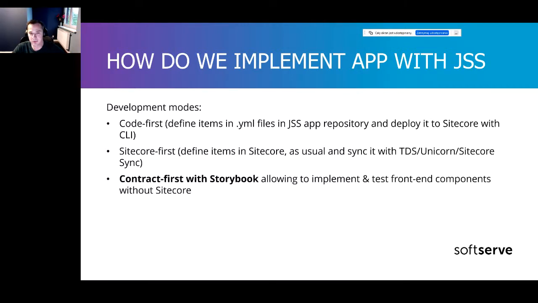So how do we address this issue? We introduced our, let's say, internal approach, which we called contract first with Storybook. This approach allowed us to implement and test front-end components without Sitecore, which basically addresses the issue that the front-end developers don't need to wait for the backend anymore.